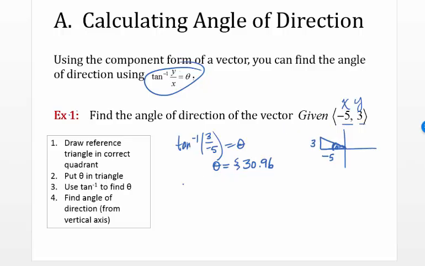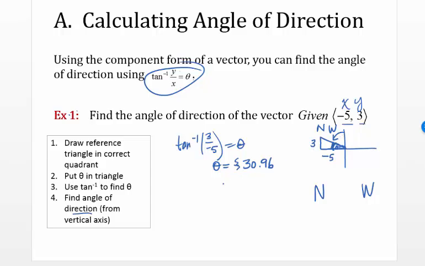But remember, you want to give the angle of direction. So think about where you are in your quadrants. You are in the northwest quadrant, right? So I know my answer is going to have north and west on it. But I need to find, remember, the angle has to come from the vertical. So really, this whole quadrant is 90 degrees worth of angle, isn't it? So if I know that this little bottom triangle is 30.96, then the remaining part of the angle is what my directional angle really is.